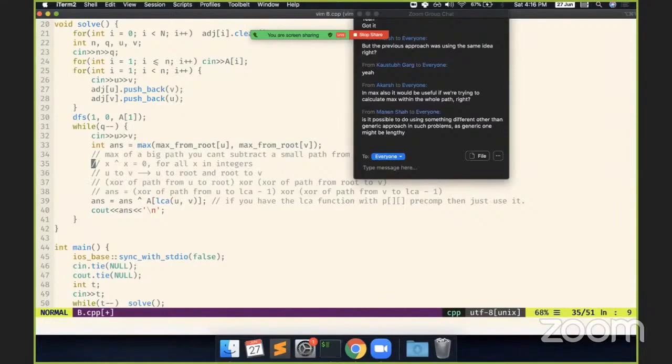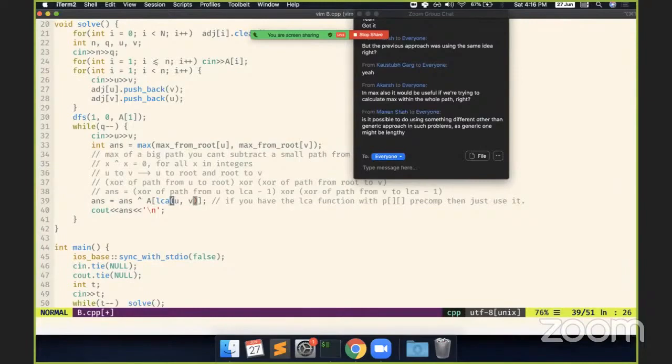Is it possible to do such questions using something different other than the generic approach, as the generic one might be lengthy? I mean, this one was the slightly special approach, Manan, in which we just calculate the LCA. In this question, I know that you have to calculate the LCA no matter what. I don't think there would be any solution which doesn't even calculate the LCA.